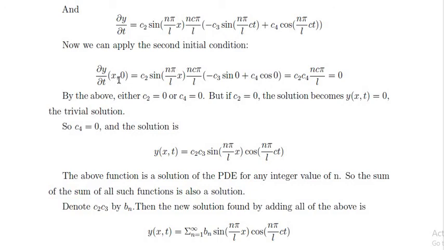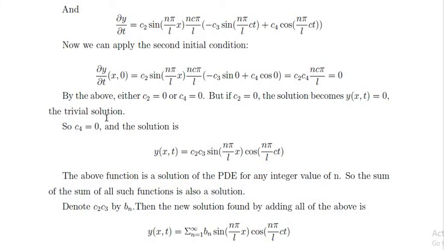So dou y by dou t at x comma 0 equal to c2 sin n pi by L x into n c pi by L into minus c3 sin 0, put t equal to 0, plus c4 cos 0. Sin 0 is 0, cos 0 is 1. So it becomes c2 c4 n c pi by L into sin n pi by L x. Equate this to 0.